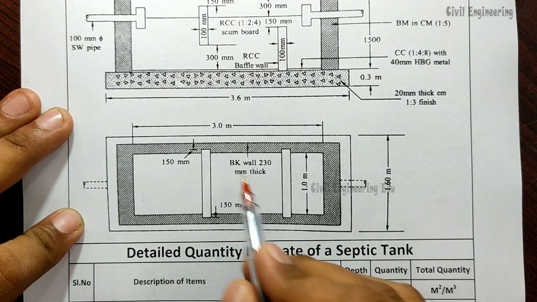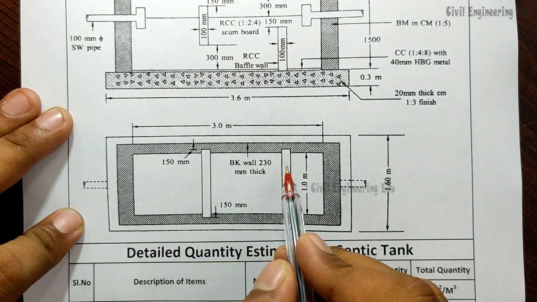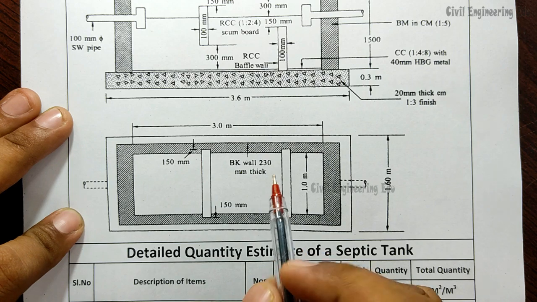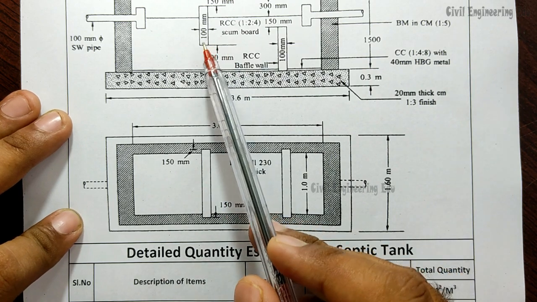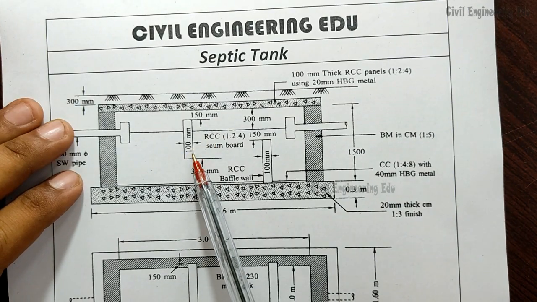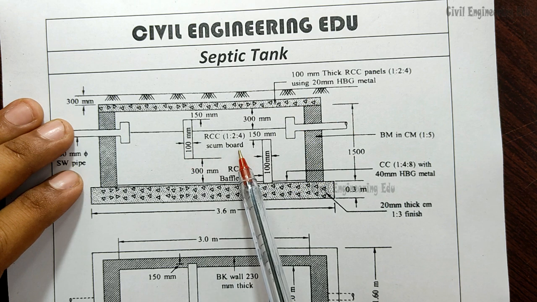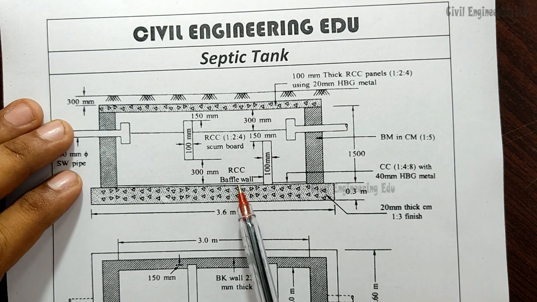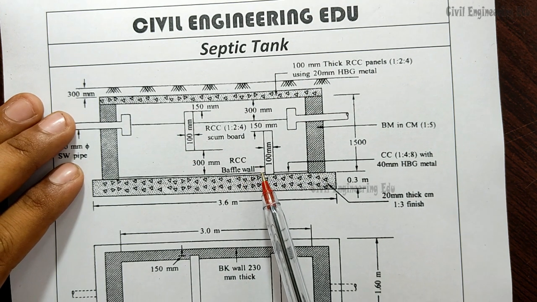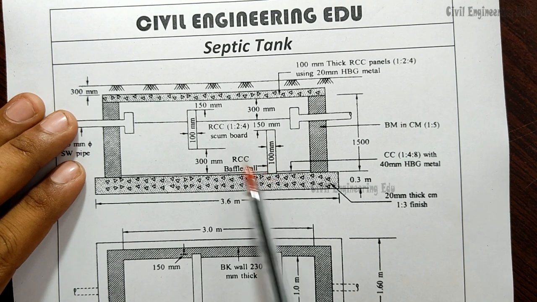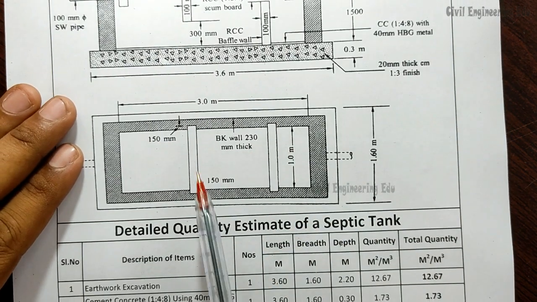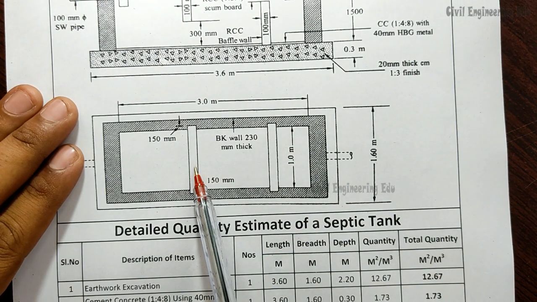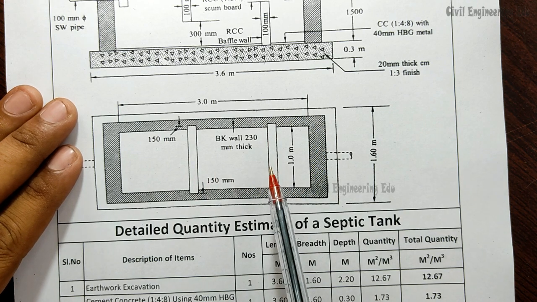And inside this brick wall there are two walls which are constructed. Here you can see this wall is called a scum board, right? And this wall is called a baffle wall. This is baffle wall and this is scum board. Here you can see the same. This is scum board and this is baffle wall, right?